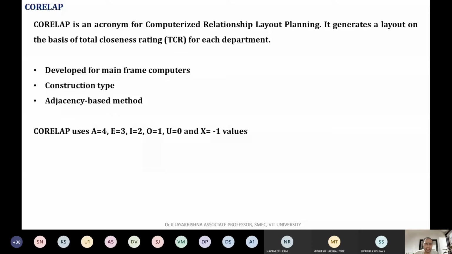Here we are going to allocate the departments or arrange the departments in your facility, in your organization, depending upon the closeness rating they are going to share. If the affinity is more, or if the closeness rating is more, then they will be placed close together.